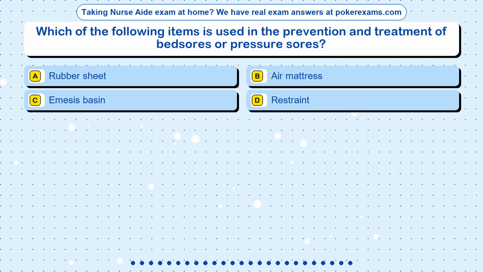Question 14. Which of the following items is used in the prevention and treatment of bed sores or pressure sores? Option A, rubber sheet. Option B, air mattress. Option C, emesis basin. Option D, restraint.